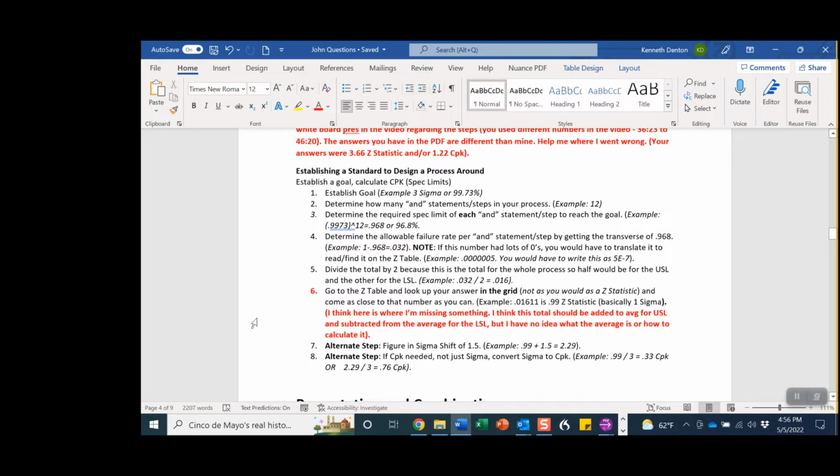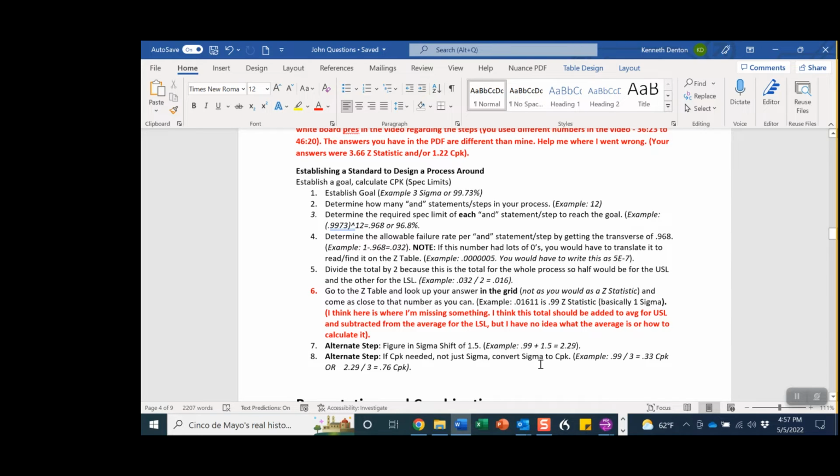So I think 7 is correct. Figure in the sigma shift. So we're going to put the specs 1 sigma away, but you need to go 1.5 more, which should make it around 2.5. 0.99. Okay, that's where you got it wrong. Figure 7, you add 1.5 sigmas to the 1 sigma. It's 0.99 sigmas, right? But that'll give me 2.49, not 2.29.